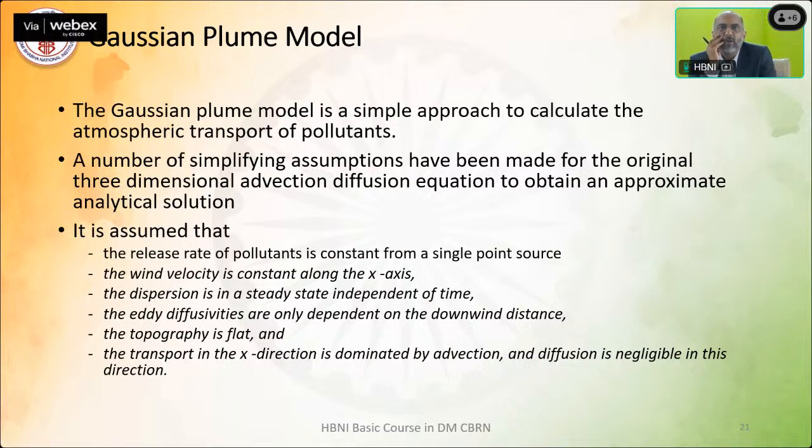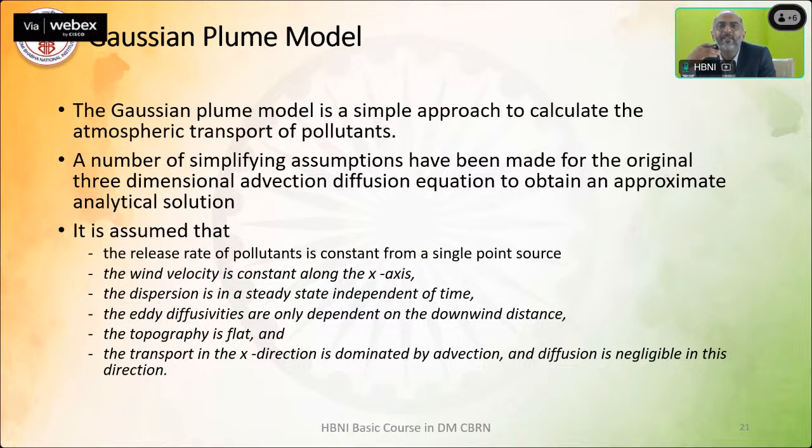And the Gaussian plume model is a simple approach to calculate atmospheric dispersion of pollutants, which is the first thing that anybody who wants to do dispersion modeling can start with. But at the same time, you cannot use a Gaussian plume model for a study inside a building or inside an array of buildings. It will not work that way, okay.